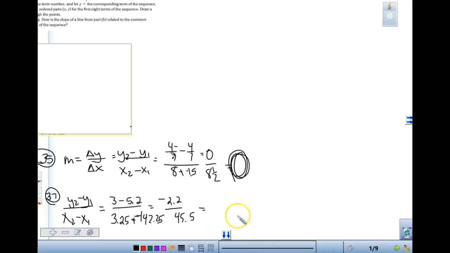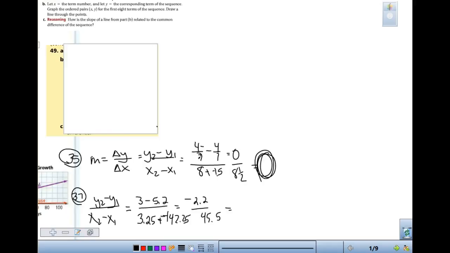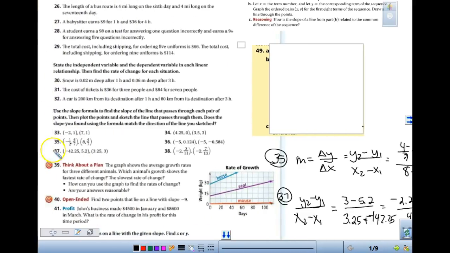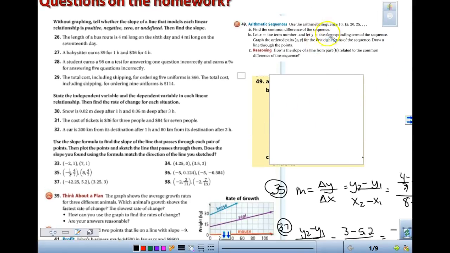Because we're kind of thinking per 1 is usually when we think about our unit rate. So you should have done that division. I believe that one comes out as a decimal. Now 49, I want to look at 49. They give us this arithmetic sequence of 10, 15, and the first question says, what's the common difference? The common difference was adding 5. Adding 5, right? It says x is the number of the term, y is the corresponding term in the sequence.